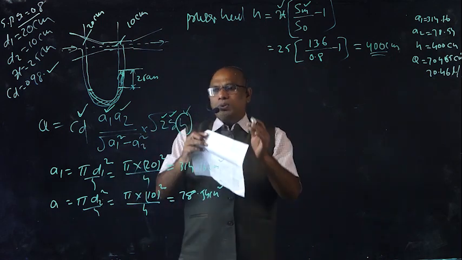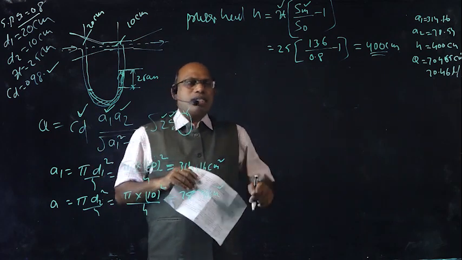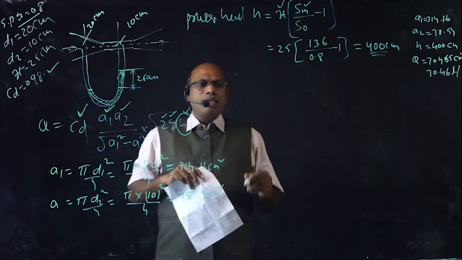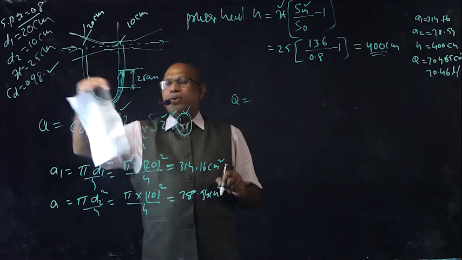We have H also. Now we are going to substitute the values in the standard equation. Finally, we have the discharge flowing through the venturimeter. Therefore, Q is equal to, what is the CD value?